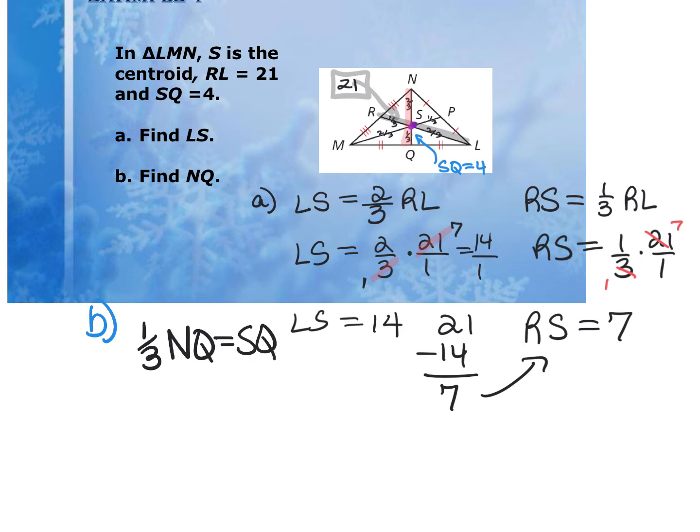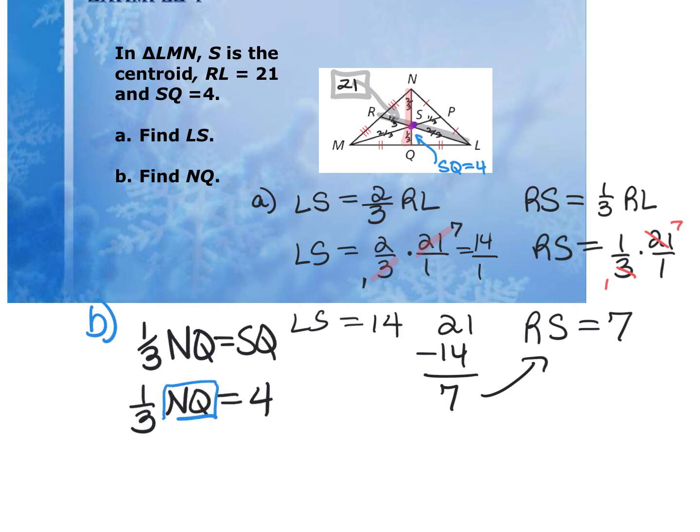So I'm trying to find NQ. If you'd rather say NQ is X, so you don't have two letters, you could do that, but I'll just leave it as NQ. I was told that SQ equals 4. Here we go with our algebra skills. Think of this as just being your variable.